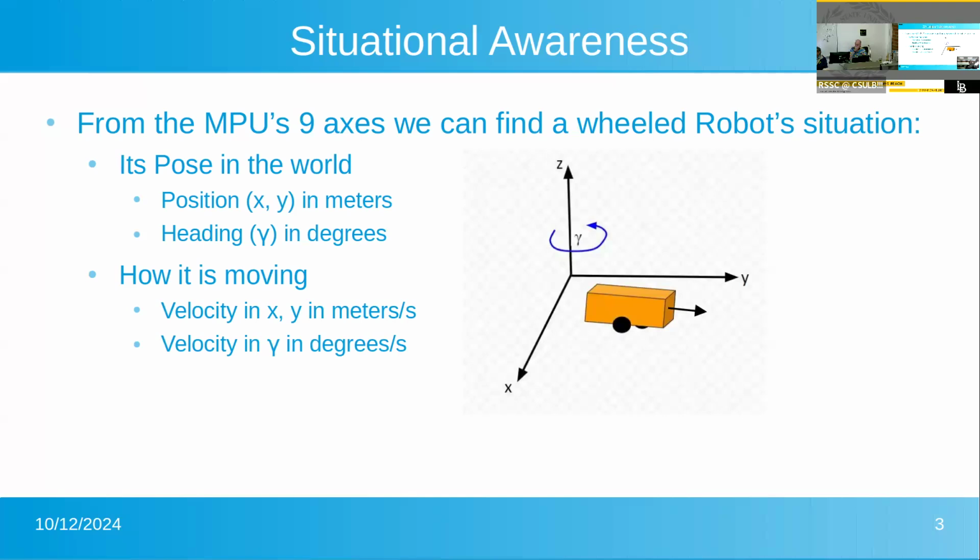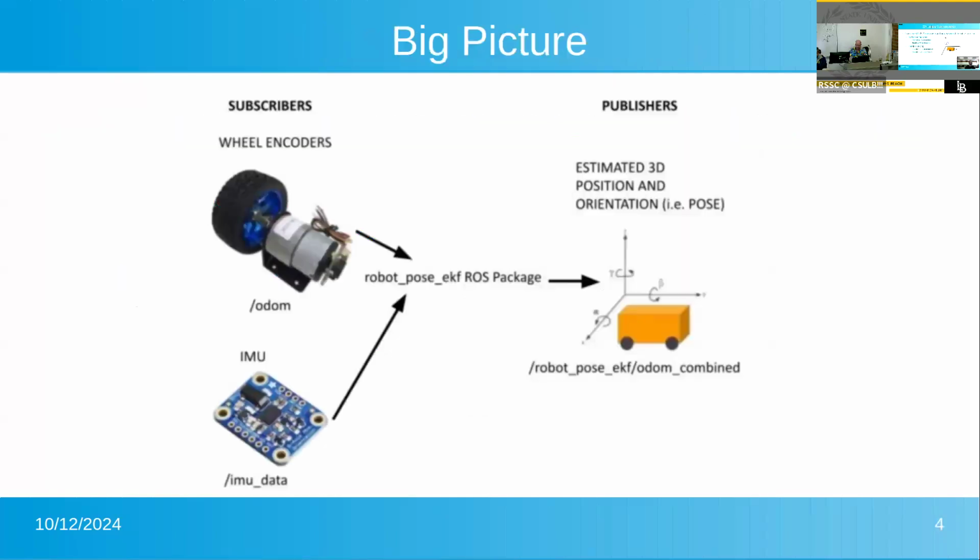And also how it's moving, the velocity in X and Y, and the velocity in turning or heading. I should say velocity in, well, yeah, that. It's gamma, I think. And so the values from the IMU help you get this information after some processing.